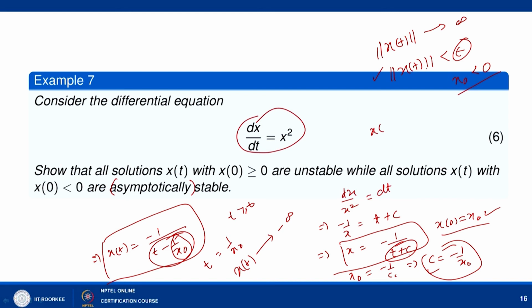So, this is the analysis of this example 7, and from the next lecture onward we will discuss certain results by which we can easily find out the stability of a given solution. First we will discuss the case of linear systems, and then we will consider the general nonlinear system of differential equations. So, that will continue from the next lecture onward.